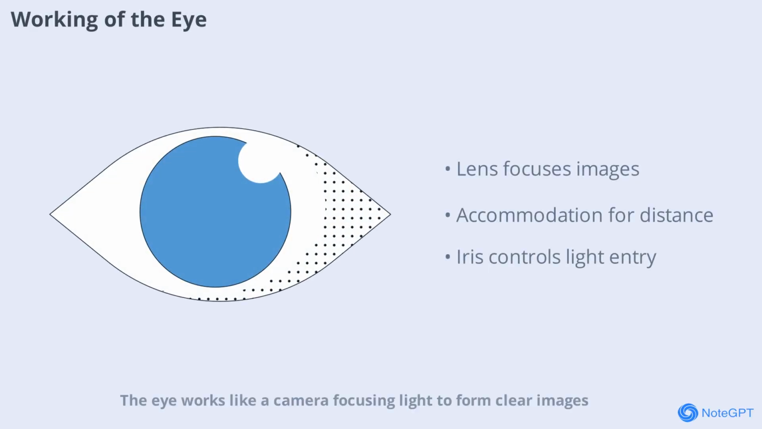The eye works like a camera, focusing light to form clear images. The lens changes shape to adjust focus for near or distant objects, a process called accommodation. The iris controls the amount of light entering the eye, ensuring we see well in different lighting conditions. This remarkable system allows us to experience the world in vivid detail.